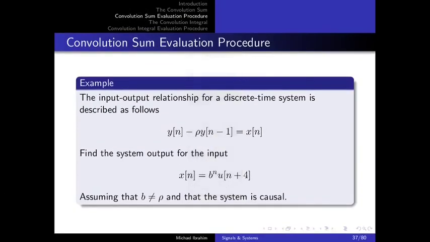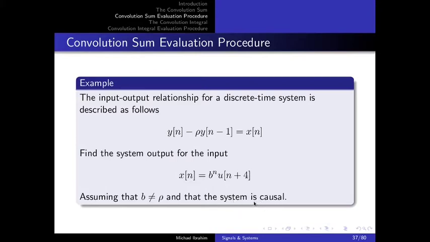So let's start today's lecture with a new example, which is an LTI system described by this relation: y of n minus rho times y of n minus 1 is equal to x of n. The question asks us to find the output from such a system given this input, assuming that b is not equal to rho and the system is causal. Before I start working on this example, let's discuss the causality of such a system.